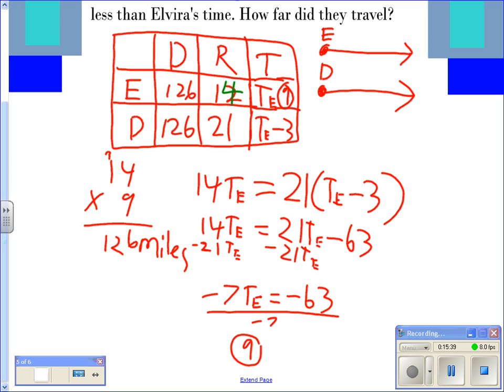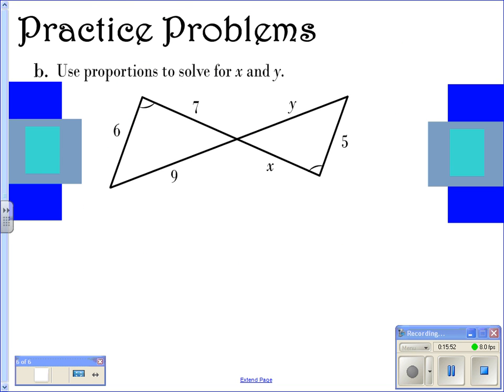Are they only going to be the same distance forever? No, they will add in other kinds. We'll do a separate lesson for different ones. Okay. Any questions on these? Okay. Use proportions to solve for x and y.